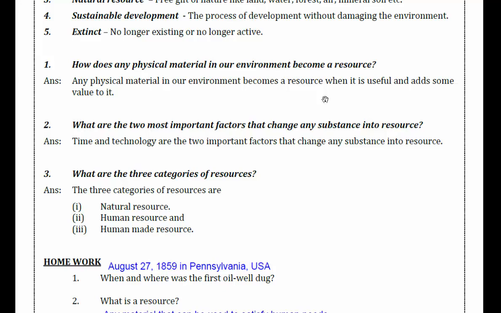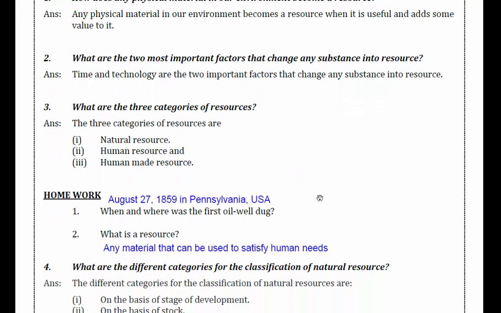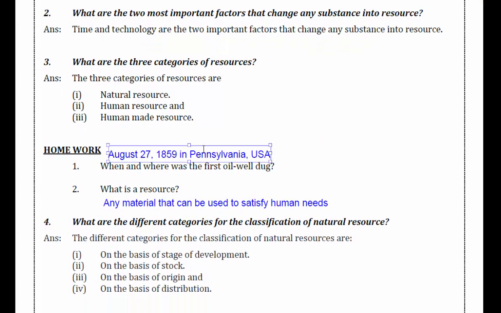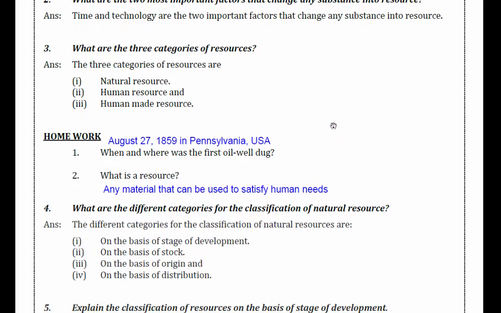Question number 2. What are the two most important factors that change any substance into a resource? Let's see. Time and technology. First one is time. The second one is technology. Third question. What are the three categories of resources? First one is natural resource. Second one is human resource. And the third one is man-made or human-made resource.